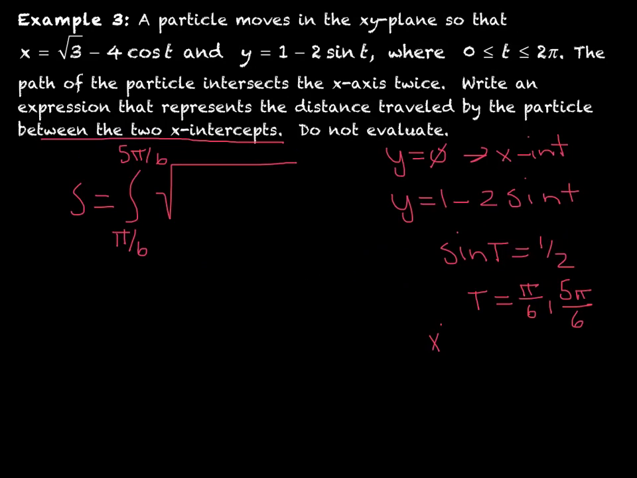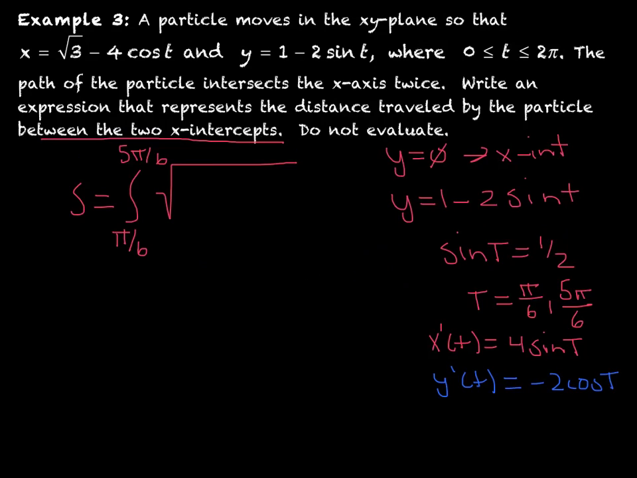So x prime of t is going to be the derivative of root 3 minus 4 cosine of t. And so the derivative of cosine is negative sine, so that's going to give us a 4 sine of t. And then y prime of t is going to give us negative 2 cosine of t. All right, so we're going to plug those into our arc length formula.